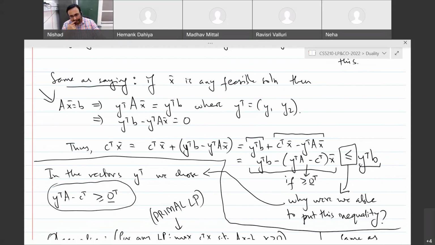Right? So if you want an upper bound, you want to subtract something from a certain quantity. And that something, if it is a non-negative quantity, then you will have an upper bound which will be equal to Y transpose B. And the way to get a non-negative quantity is to just look at what your X bar looks like. Your X bar is non-negative, therefore this vector should also be non-negative. And if you go through this process for any linear program, you would be able to come up with a duality theorem for that particular form of linear program.